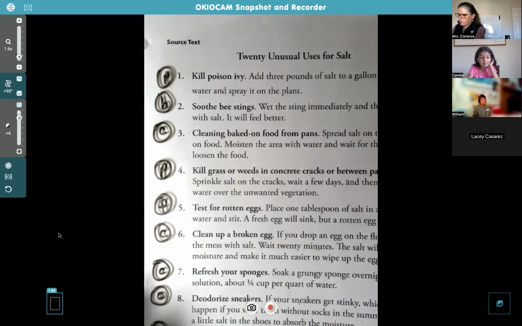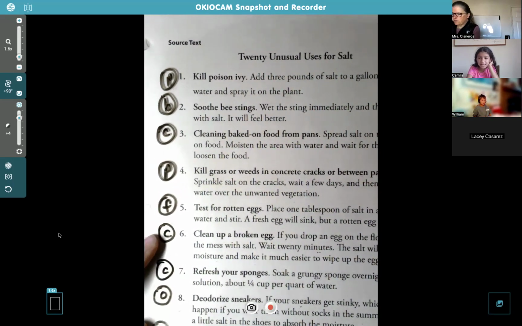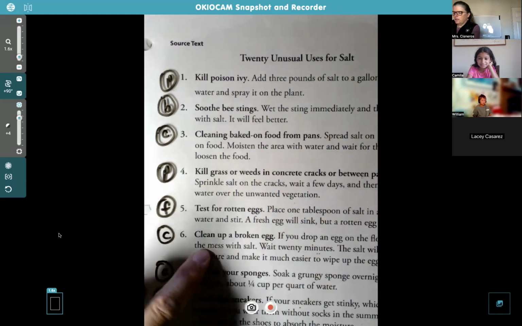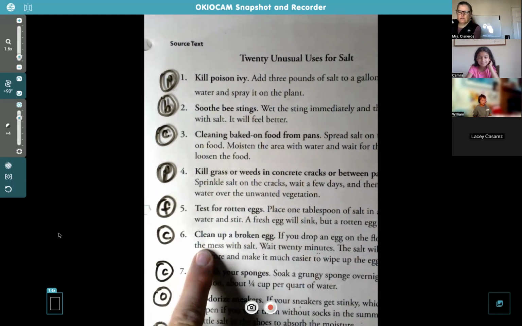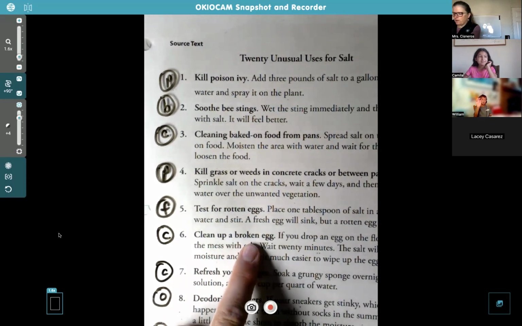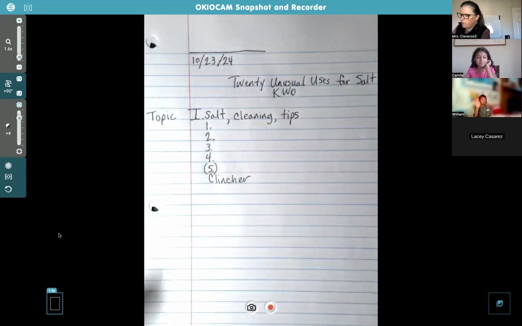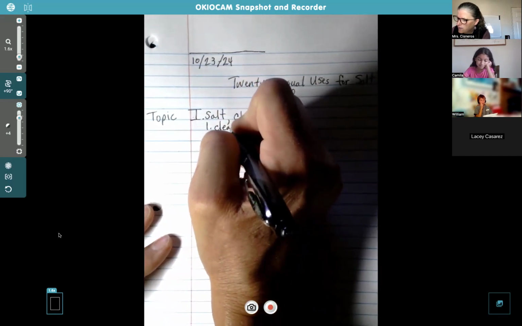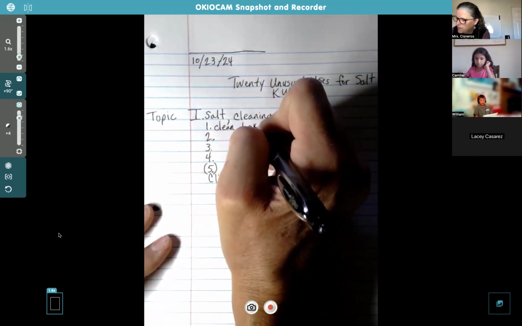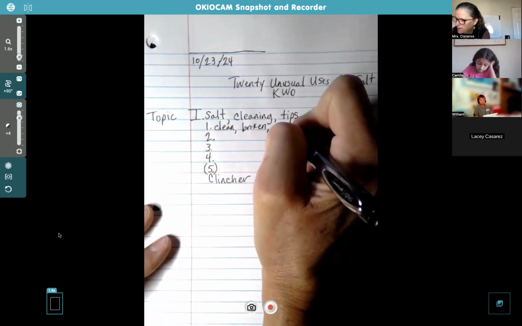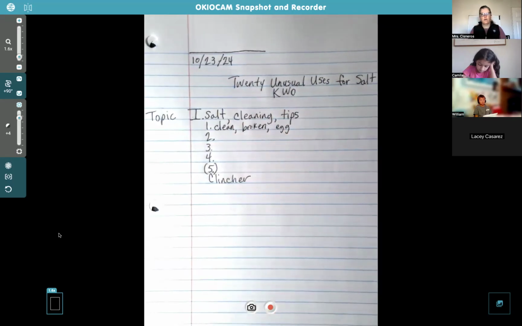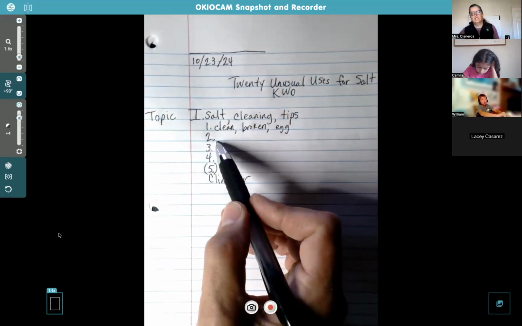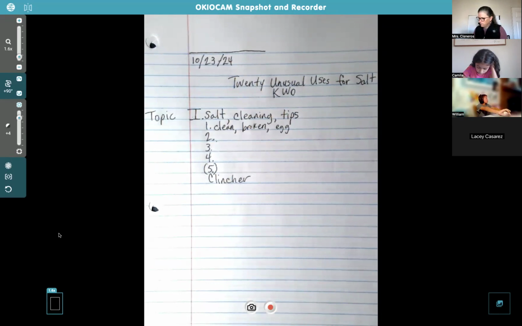Cleaning up the broken egg. Oh yeah, number 6. That's a good one. That's pretty interesting. So if you pick that one, you can put for number one here, clean broken egg. If you like that one. If you pick a different one, that's okay. You can say what it is, and then you're going to use number two to tell how to clean it.